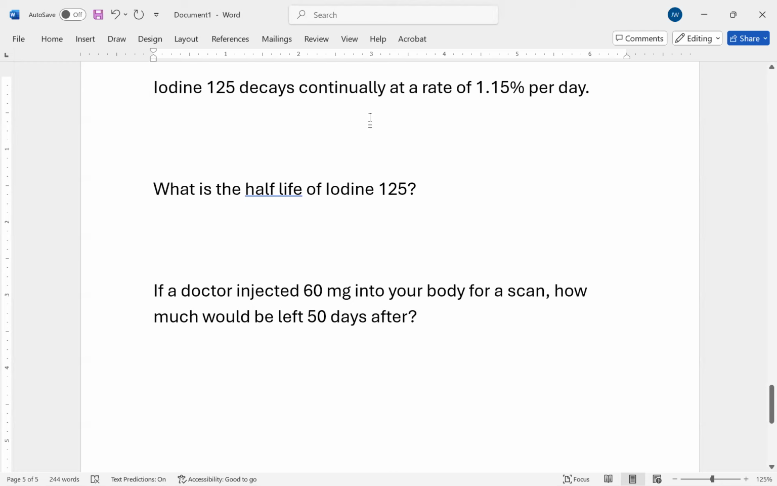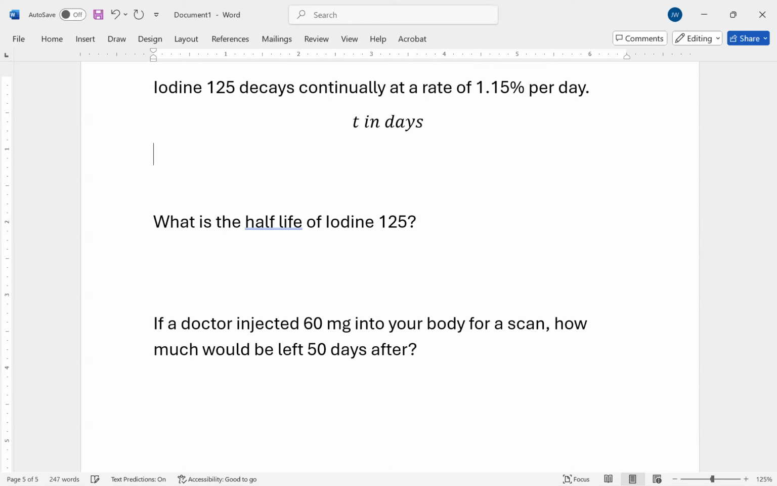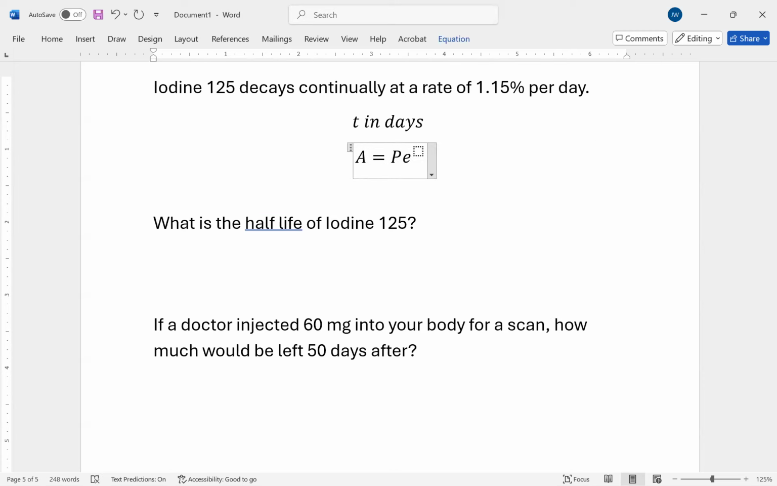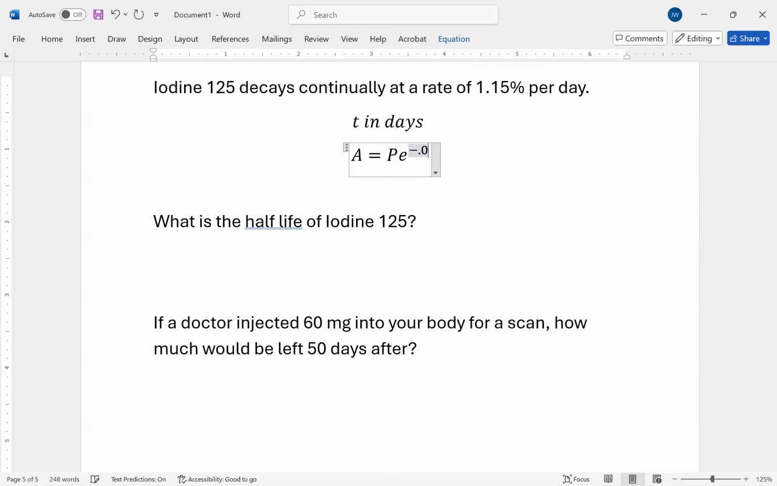So decaying continually at a rate of 1.15% per day. Again, we're going to say T is going to be in days because we're talking about decay rates in terms of days. So we're going to set it up as A equals P times e to the negative 0.0115 times T. That's 1.15% translated into a decimal. And then since it's decay, it becomes a negative rate.